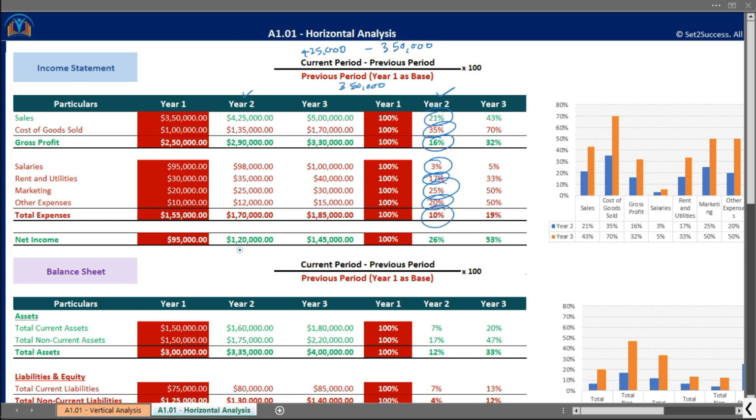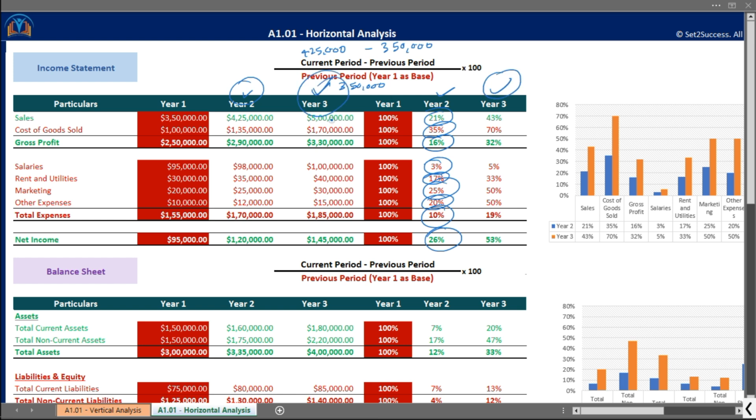This way you can do it for the whole year. For net income, it's 120,000 minus 95,000 by 95,000, which is 26%. So we have completed it for year 2. Now let us do it for year 3.